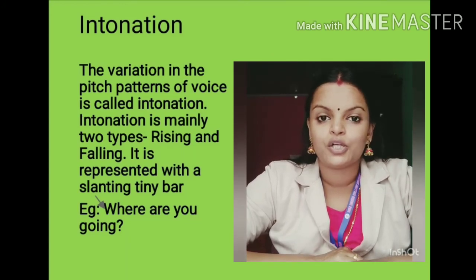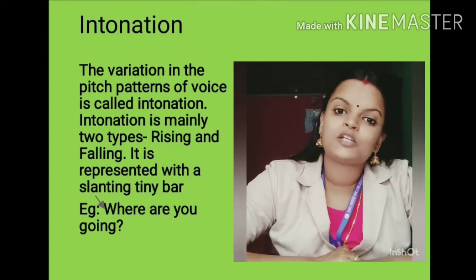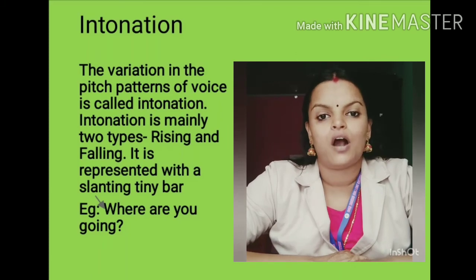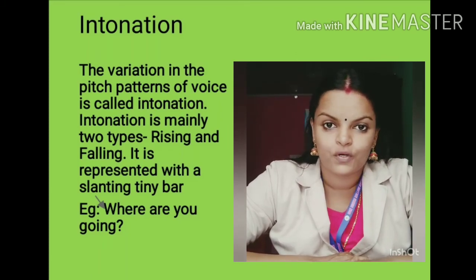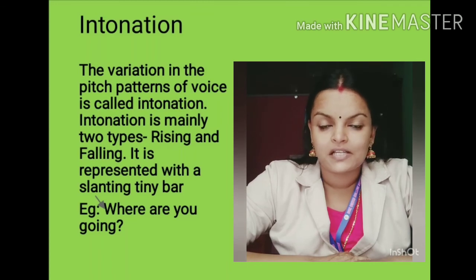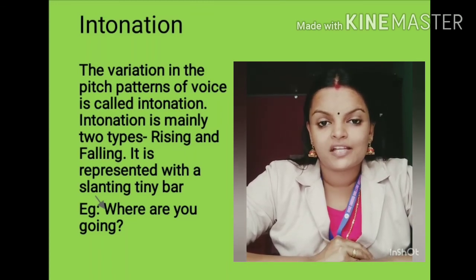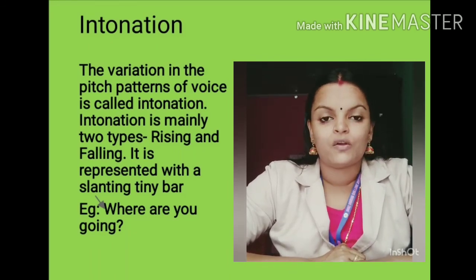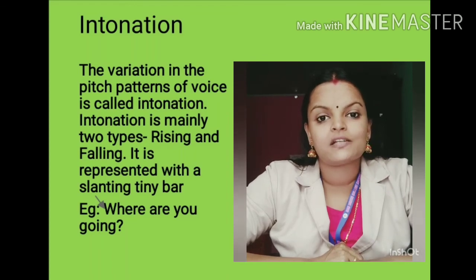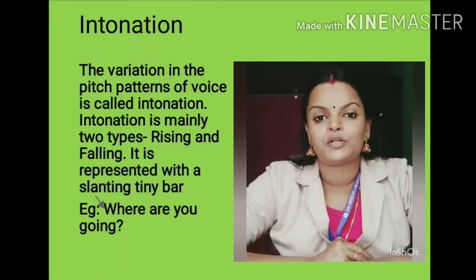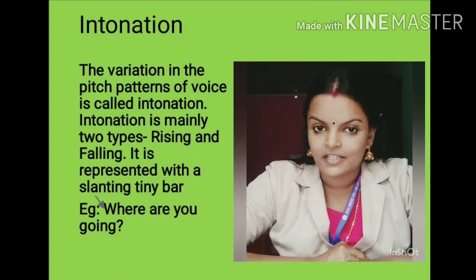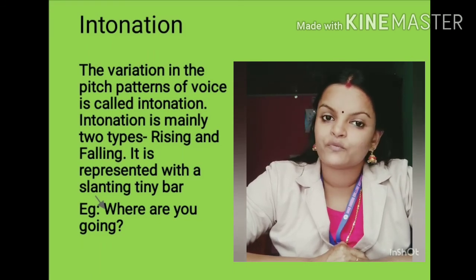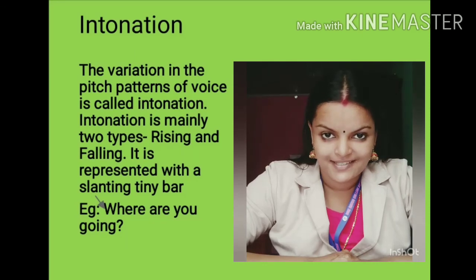In English, we have two major intonations: rising intonation and falling intonation. In addition to this, we have fall-rise intonation and rise-fall intonation. Rising intonation means the pitch changes from a lower position to a higher position. In falling intonation, the pitch changes from the upper part to the lower part. This intonation is marked by using a slanted line immediately before the sentence. So that is about intonation.